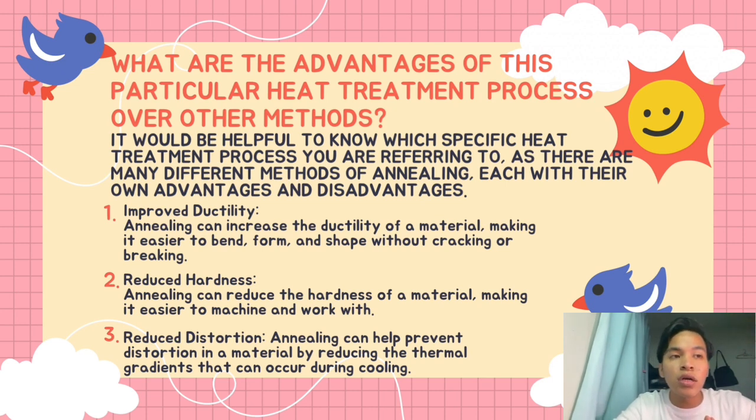And the first one, improved ductility. Annealing can increase the ductility of a material, making it easier to bend, form, and shape without cracking or breaking. And the second one, reduced hardness. Annealing can reduce the hardness of a material, making it easier to machine and work with. And the third one, reduced distortion. Annealing can help prevent distortion in a material by reducing the thermal gradient that can occur during cooling.